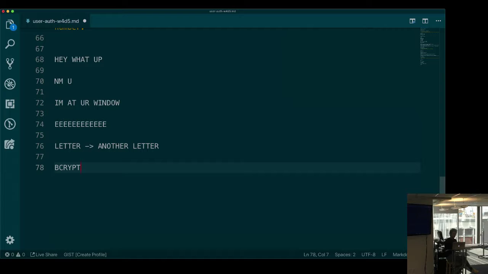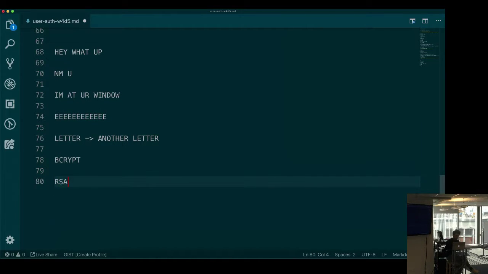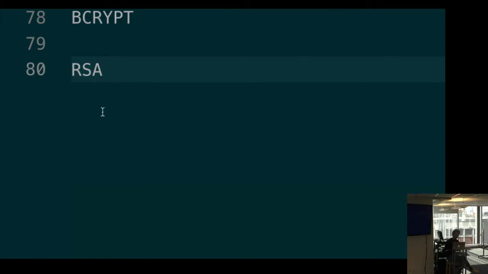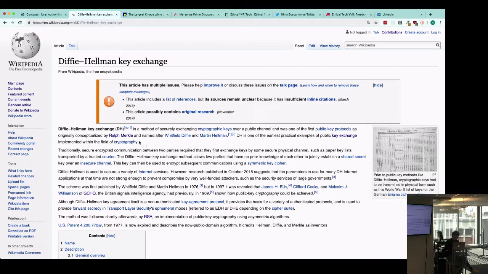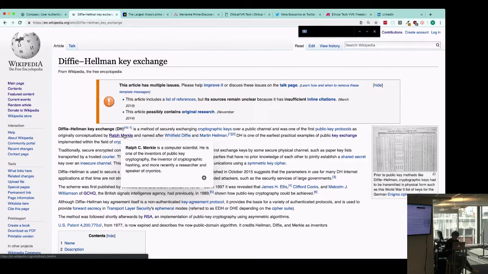So we are going to talk about a thing called RSA. We're not going to look too deep into the math of it, right? But we're going to talk about RSA.